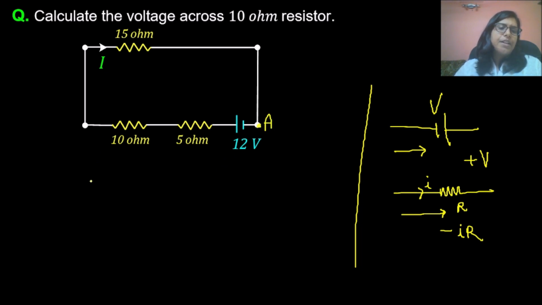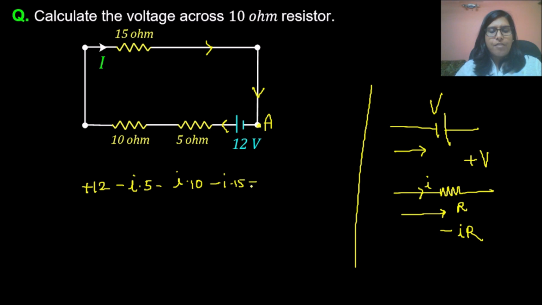Now for this circuit, suppose the current is I. If we are moving from this point A, then we will write plus 12 because we are moving from low to high voltage. Then the current is already given in this direction, so we move in this direction, then here in this direction. So we will write minus I into 5. Similarly for 10 ohm, minus I into 10, then minus I into 15 equals 0.